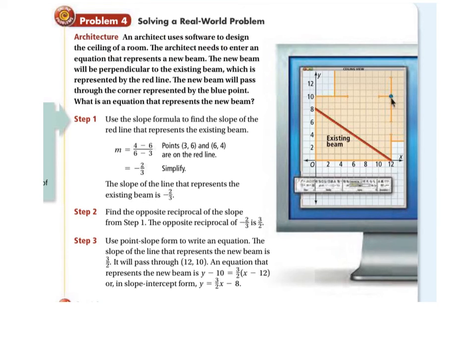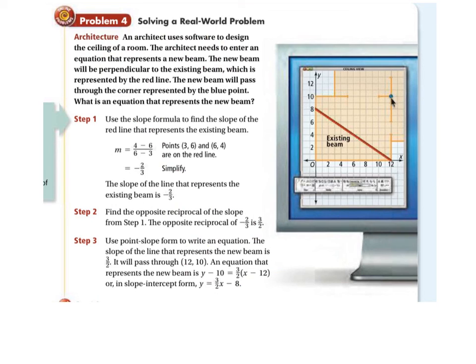And again, how do we do that? Well, we have a couple different points already given to us along the way, and we can calculate the slope. And so the existing beam has a slope of -2/3. Again, I picked 2 points on that line to generate that. Find the opposite reciprocal, so I take that -2/3, flip it over, and I get 3/2. Use point slope form, and we're going to run through this point right here, which is (12, 10).